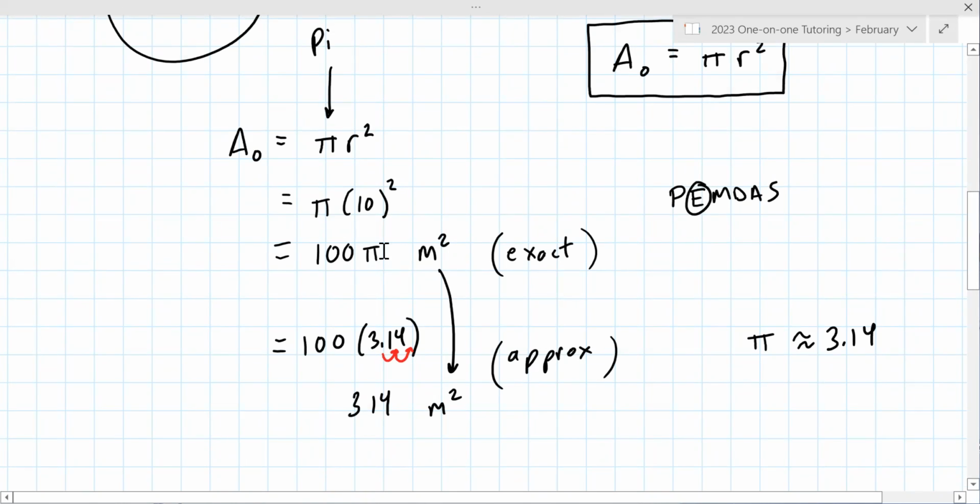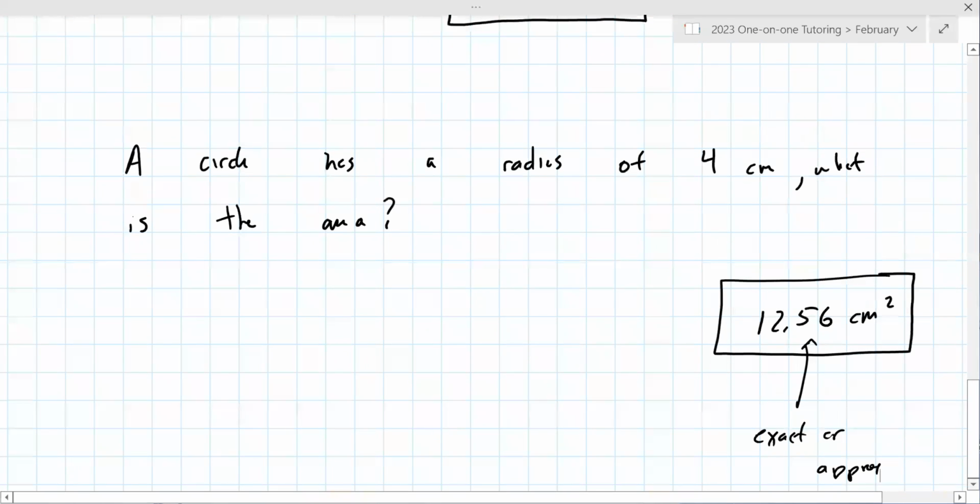Does your answer have pi in it? No. It looks like you gave me an approximation. Okay. So let's work this out a little bit more together. The radius is 4 centimeters.